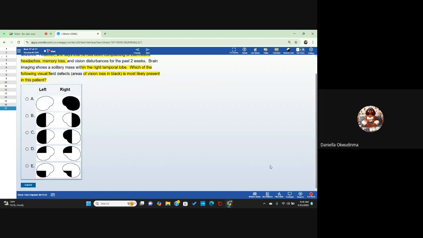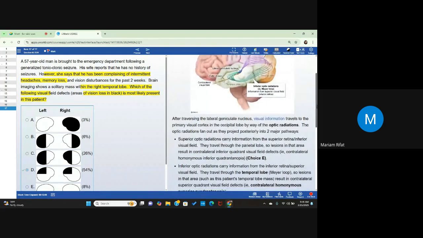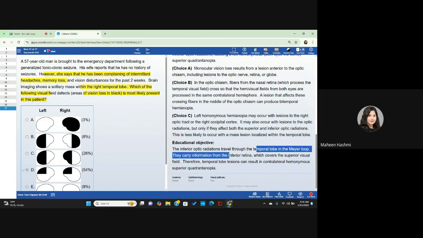If it's temporal, it's going to be quadrantanopia. It's going to be pie in the sky. Then pie on the floor is parietal. D, because it involves the superior loop of the optic radiations. Exactly. The inferior optic radiations travel through the temporal lobe with the Meyer loop, and they carry information from the inferior retina, which covers the superior visual field. We know temporal lobe lesions result in contralateral homonymous superior quadrantopia. This is a very high yield thing.